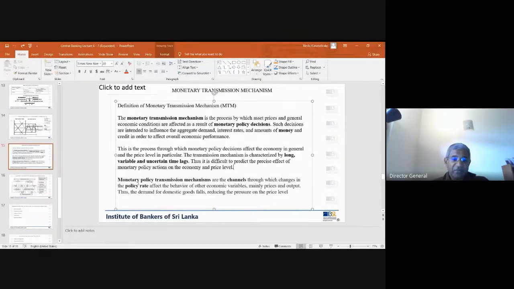Okay, then the other one, monetary policy transmission mechanisms are channels. There are many channels through which changes in the monetary policy rate, changes in the policy rate, affect the behavior of economic variables, mainly prices and output.